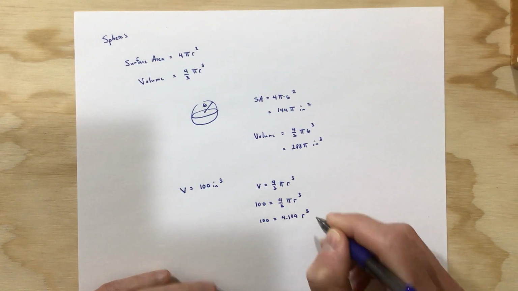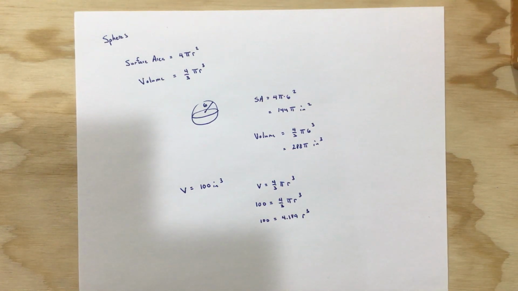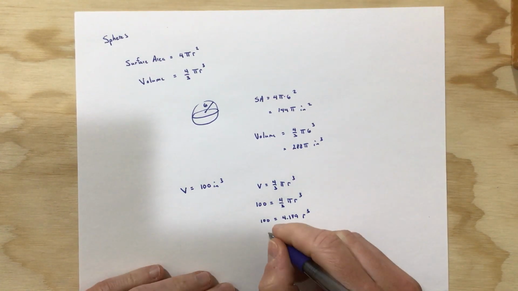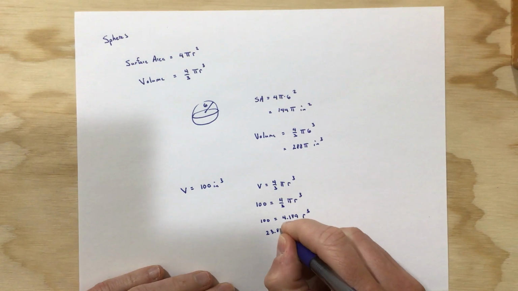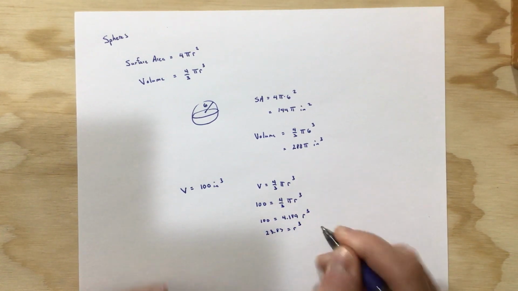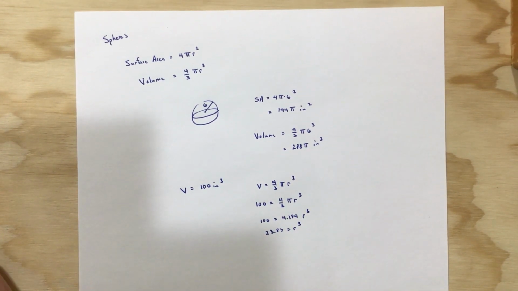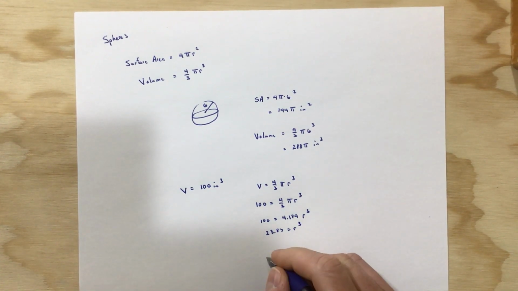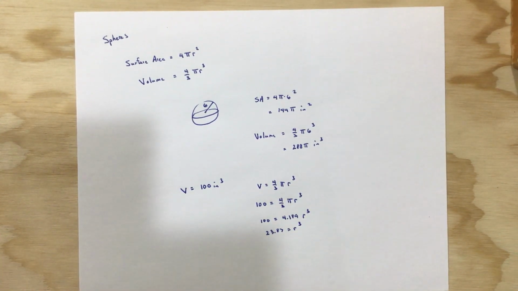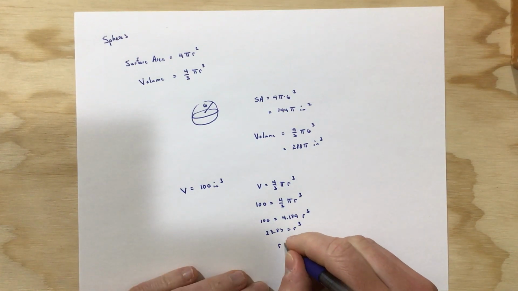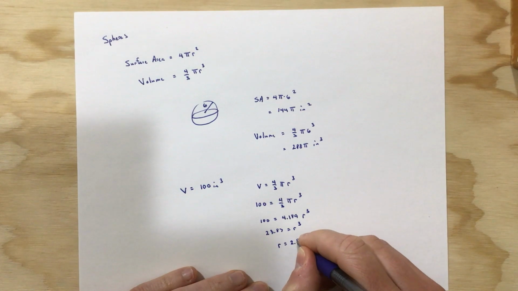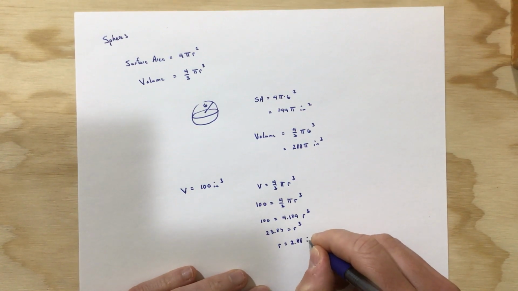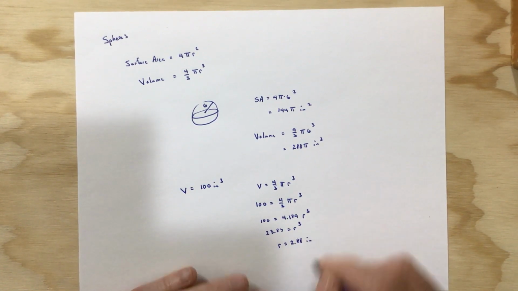4.189 r cubed. Then I'm going to take the 100 and I'm going to divide by that and get 23.87. And then I'm going to take the cube root. The cube root is taking 23.87 to the 1/3 power. So you want to raise that to the 1/3 power, and you're going to get a radius of 2.88, and that would be in inches.